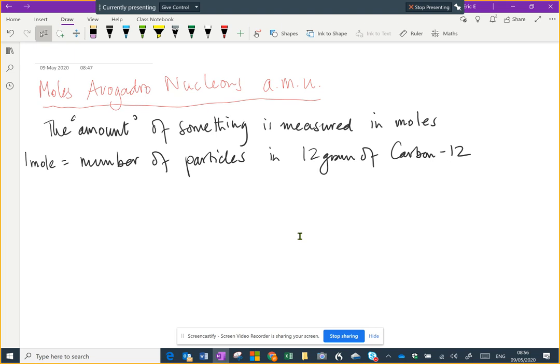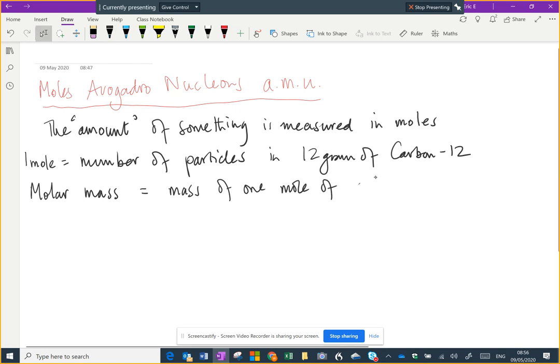molar mass, what do we mean by molar mass? Tom Zhao, molar mass. Any idea what we mean by molar mass? Well done. Mass of 1 mole of whatever it is. Let's say substance. So the molar mass of carbon-12 is clearly 12 grams. And usually they just say 12.